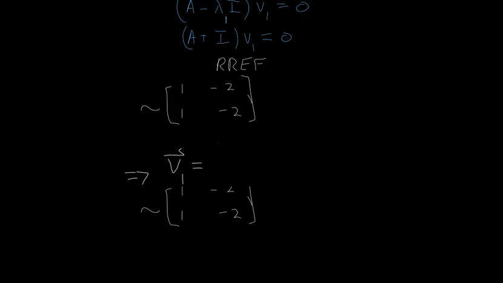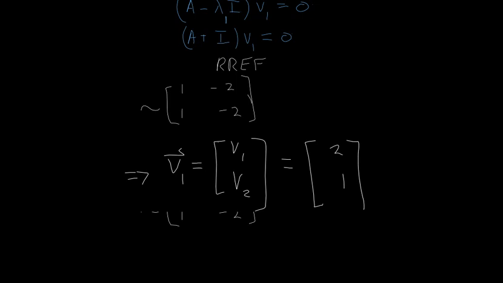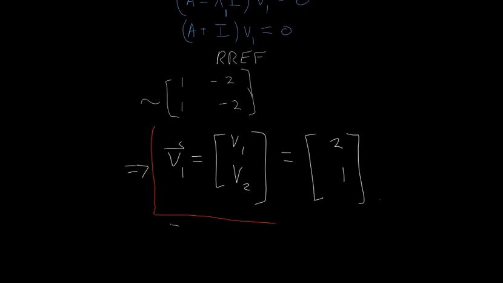The eigenvector can be written as a column vector in terms of v1 and v2. v1 and v2 are the unknown variables of the system of equations above from the RREF. So then we're going to get v1 being 2, 1. All right, so we figured out what our first eigenvector is. This is my first eigenvector.